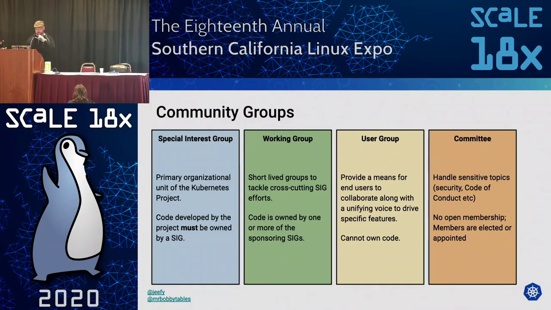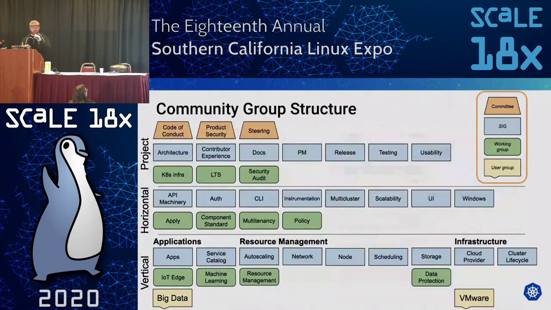Next, we have user groups, and this is actually the newest community group. They are there for end users to collaborate and bubble up requests or provide feedback on features in a unified way. They are not allowed to own any code in the project. They're just there to help provide signal to the other SIGs and other community groups. Lastly, we have committees, and committees tend to handle sensitive topics like code of conduct or security or the general governance of the project through the steering committee. They do not actually have open membership and are either elected or appointed.